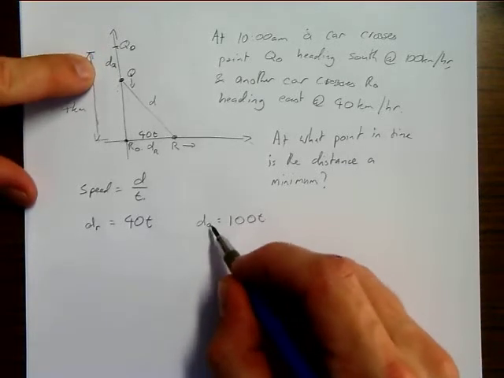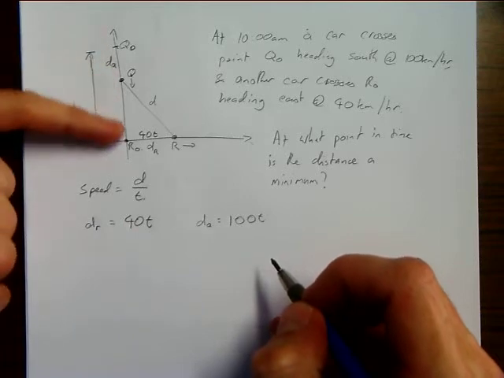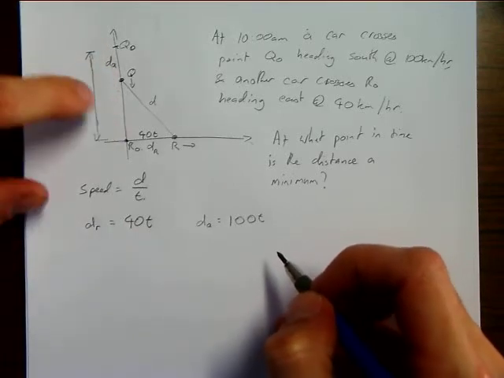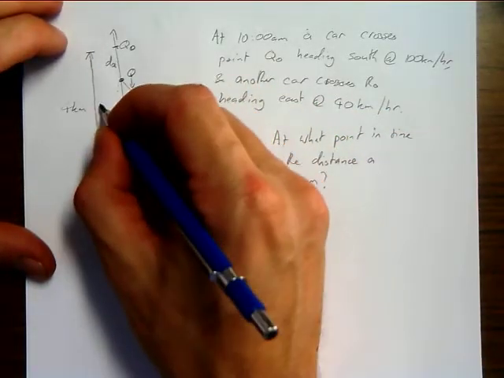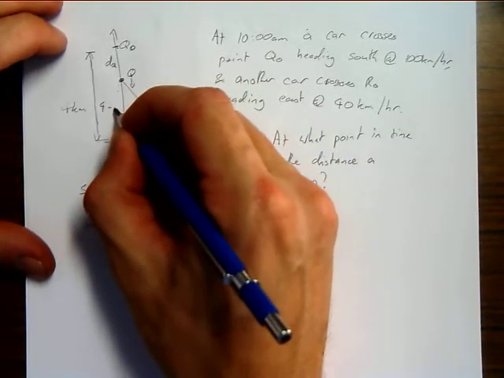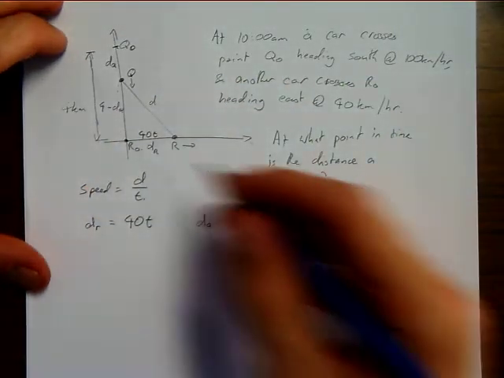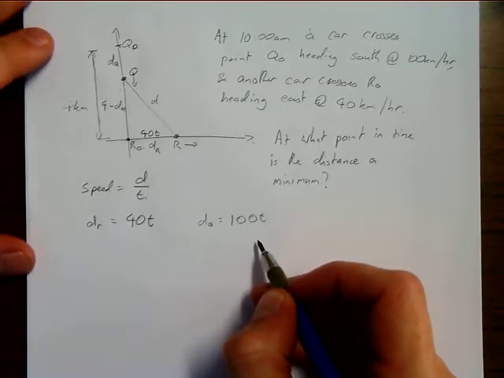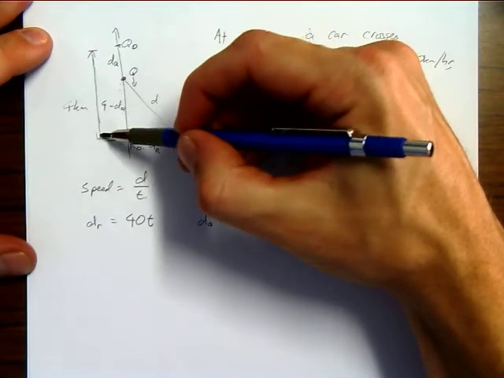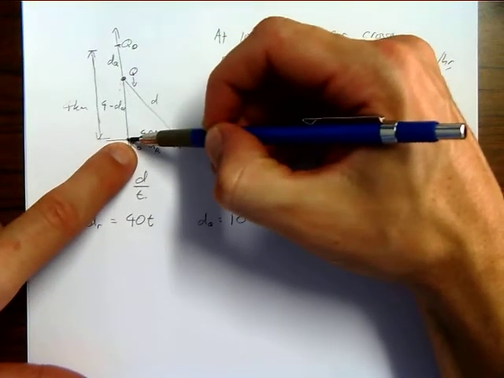And then how far away from, so this distance down here is going to be 4 minus dq, which is 4 minus 100t. The 4 is from the total distance. So we know that Q0 is 4 kilometres away from that point there.